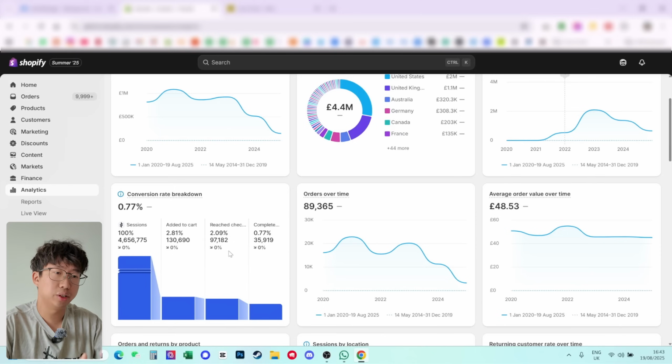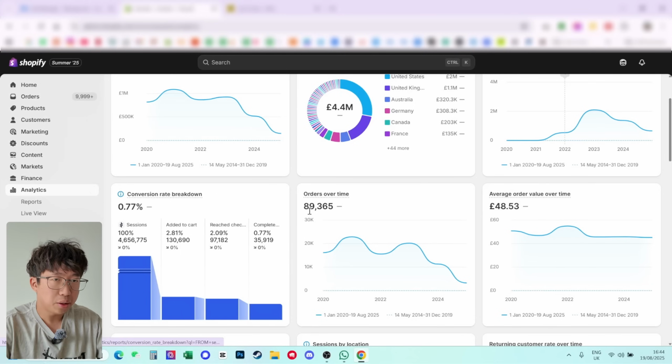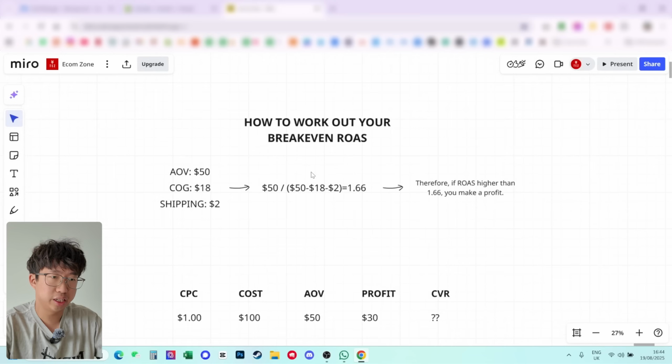Again, this all depends on your average order value. If your average order value is like $200 and you're making $150 profit on each order, then it doesn't matter if your CVR is only like 1%, because for every one person who buys from your store out of 100 visitors, you're making $150. But we'll go through that in this here as well.